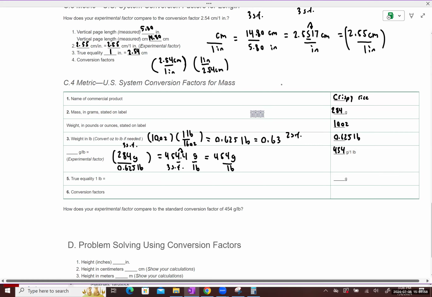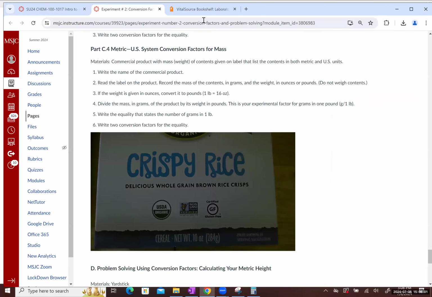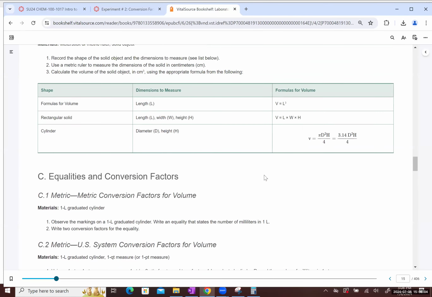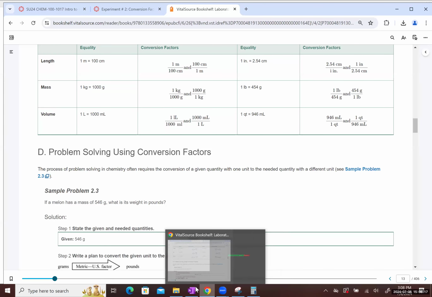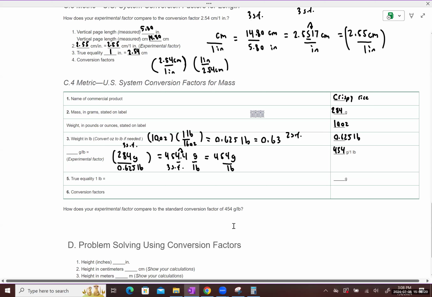Now, let's look up the true equality. So let's go to our lab manual and let's go to that wonderful equality table for mass. And we see 1 pound corresponds to 454 grams. One pound corresponds to 454 grams. So we're pretty close to the true equality value. And if we compare our experimental value to the true equality, they're pretty much identical.